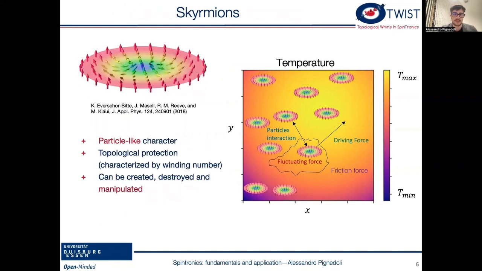And to do that, since in my group we work on skyrmions, which are magnetic topological vortices with many interesting properties. For example, they have this particle-like character, which is important for this kind of application, because we are talking about a system of particles. They also have topological protection, so these particles are stable, and they can be created, destroyed and manipulated. So they are very flexible for applications. I don't have time to go into details on skyrmions here, but for simplicity, you can imagine a magnetic structure like the picture in this slide.